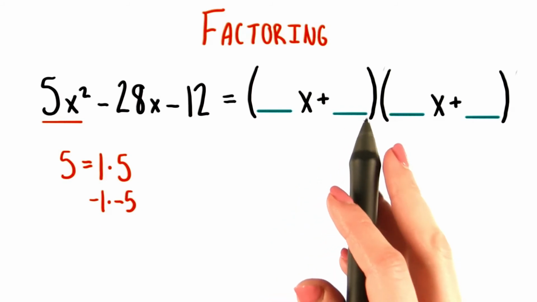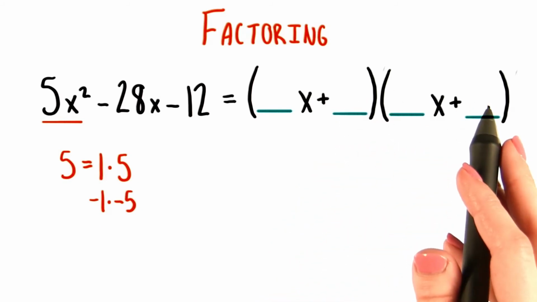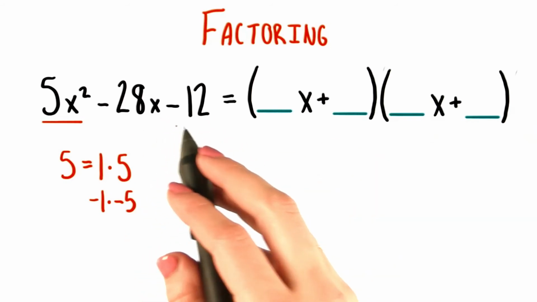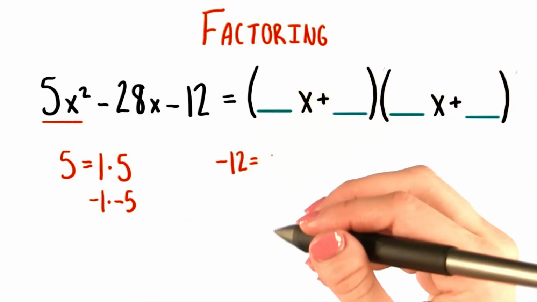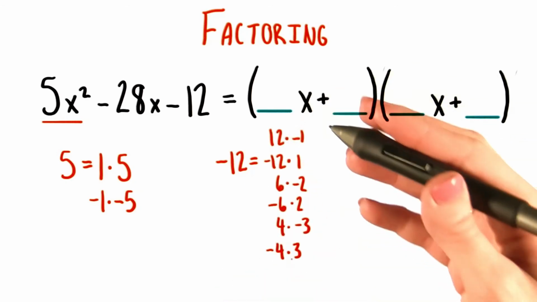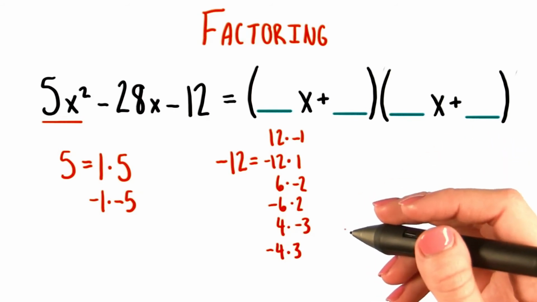Now, another thing we know is that the two constant terms multiplied together equal the constant term in the original expression. So we can think about the factors of -12 as well. There are a ton of different ones here. I guess I will write them all out, though, just for your pleasure. And voila! There we go. I hope I didn't miss any.